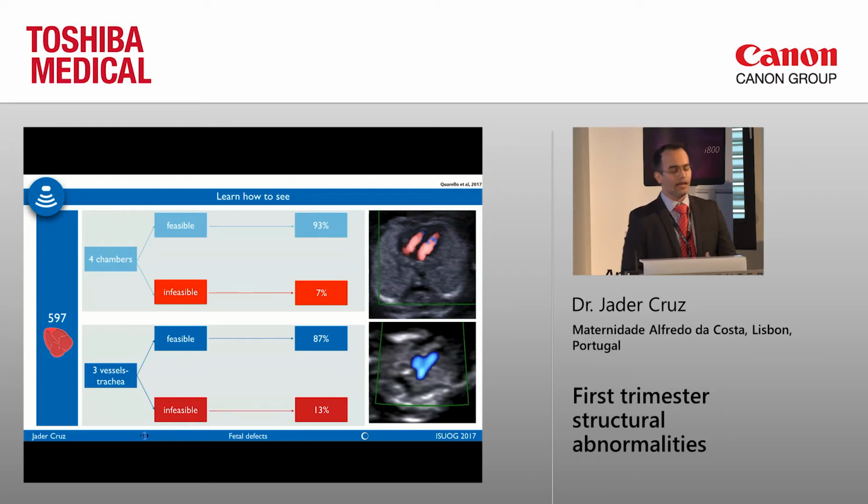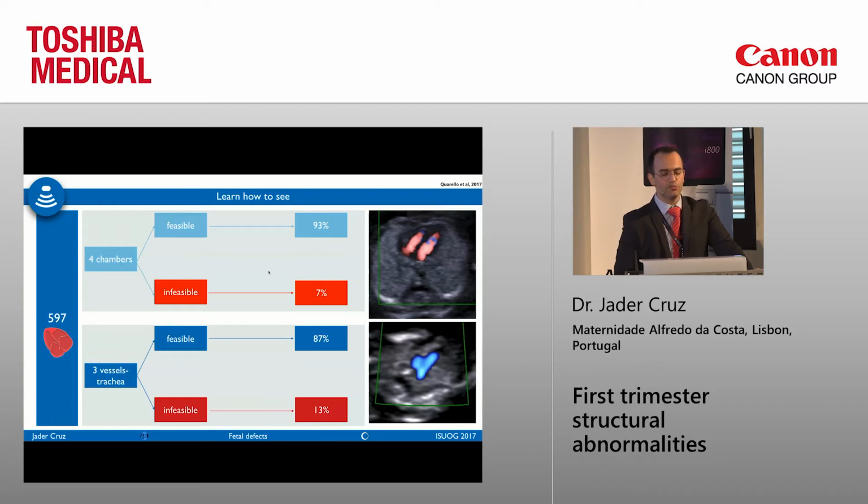Learn how to see. Again, there is room for people that want to look at the heart, that you can detect more. A study published this year in the White Journal showed that it's actually feasible, and people can learn how to easily assess the heart by looking at the four chambers and the three-vessel trachea view.